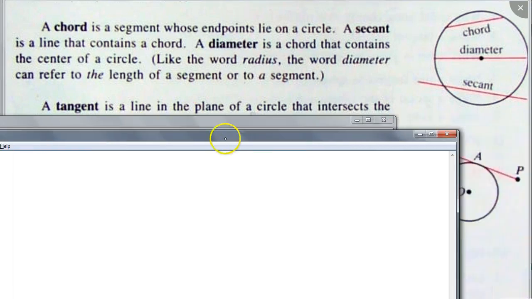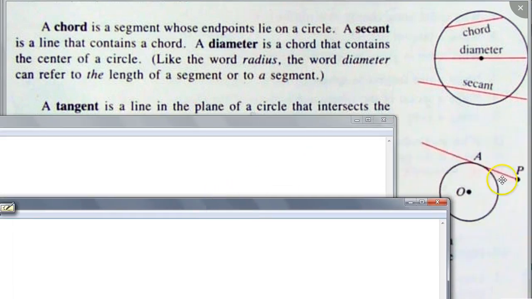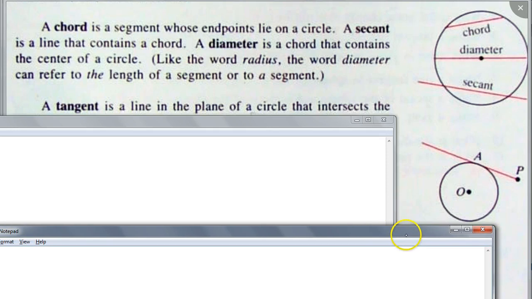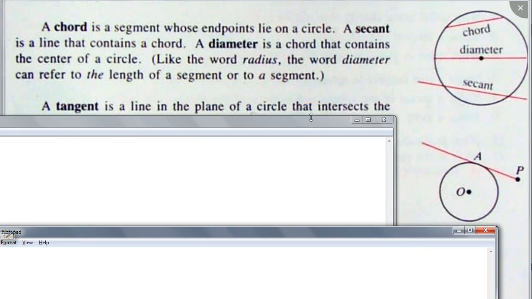Let me show you the picture. Here's the tangent. You see this line AP? That's a tangent. So what do you think they're going to say? A tangent is a line in a plane of a circle that intersects the circle. Does that mean it could be outside a circle? Would that be a tangent of a circle? In other words, does it have to intersect a circle? What if it does not intersect a circle? Would that be a tangent?